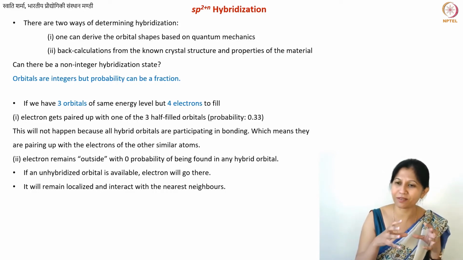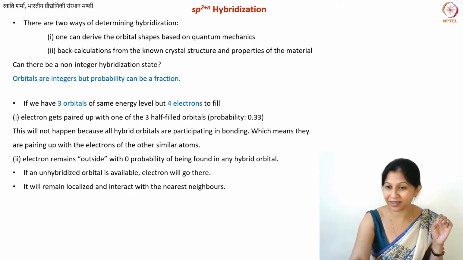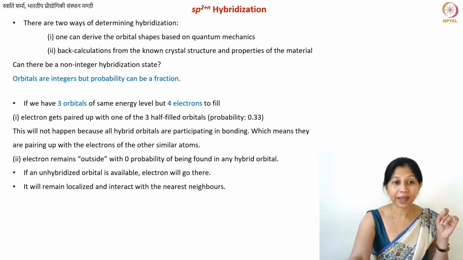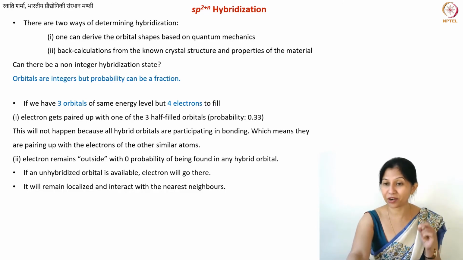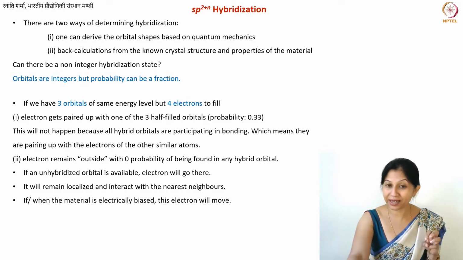It is not always localized. It does interact with its nearest neighbors, and that is why it may have less than 100% probability of being found in the unhybridized p orbital of its parent atom.